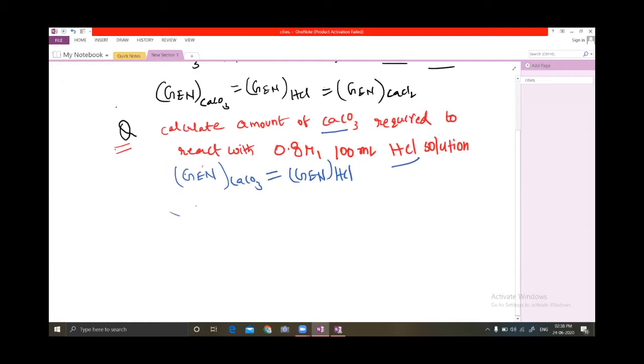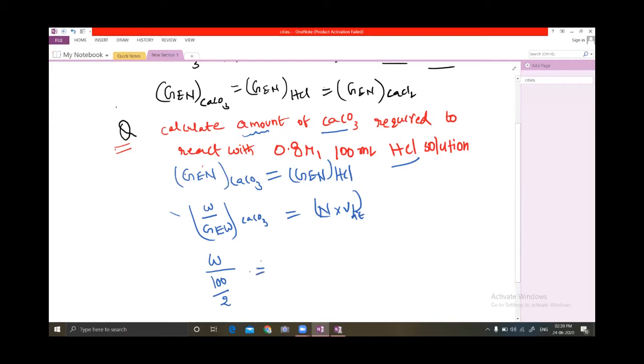So equivalents equal given mass by gram equivalent weight of CaCO3, because we are asking the amount. In terms of normality and volume, Gn equals normality into volume. It should be in liters. Clear? So weight is how much, sir? Here we don't know. That is what we calculate: weight by equivalent weight of calcium carbonate. So 100 grams, n factor of calcium carbonate is how much, sir? 2. I think you know.